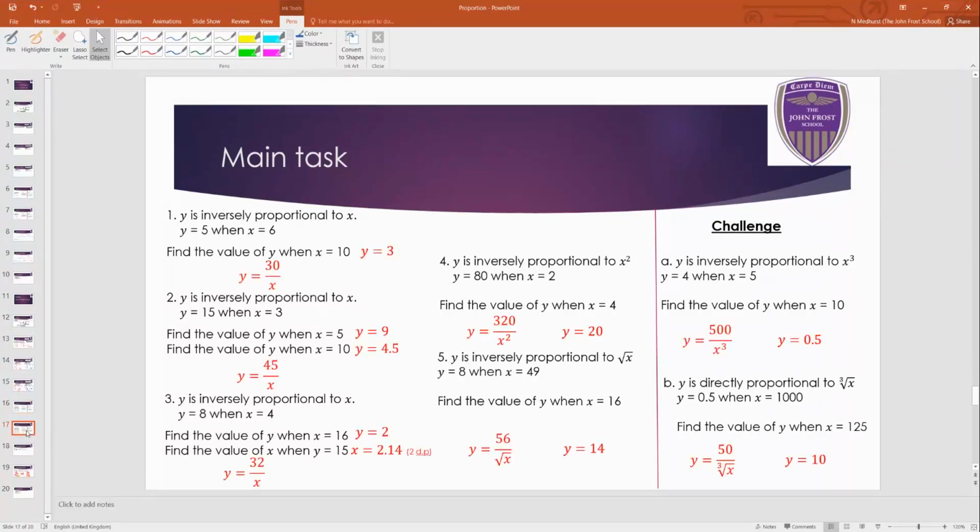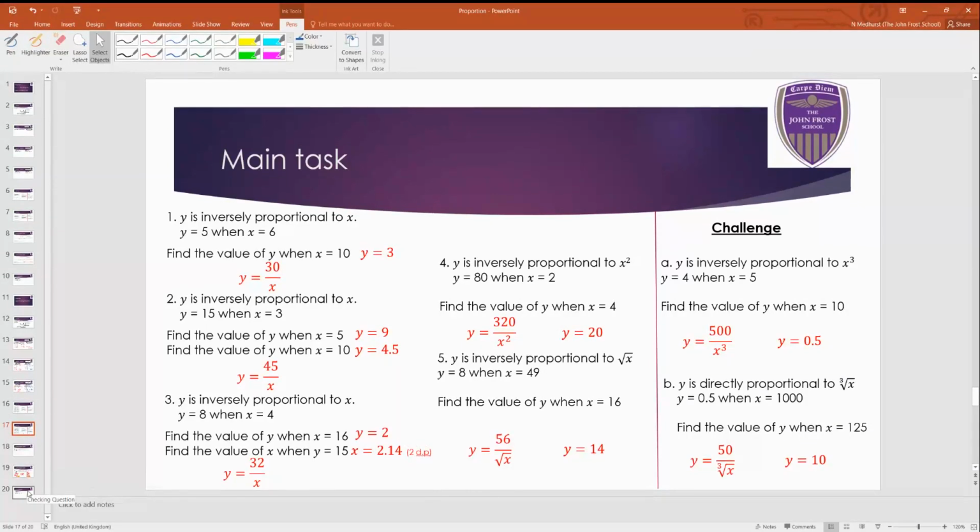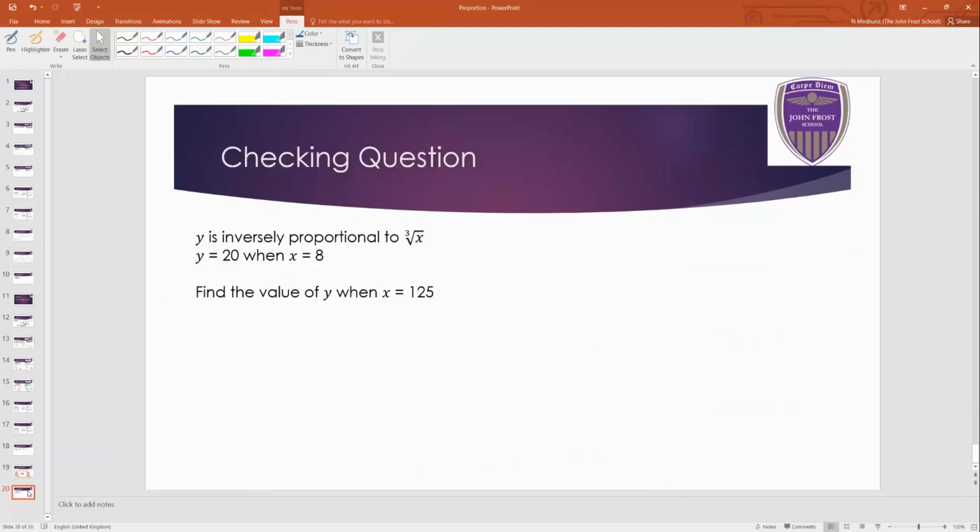Okay, welcome back then. So here are the answers that you should have got for those. So press pause again just to double check them. Press play when you're ready and move on for the checking question. Okay, here's the checking question then. It says y is inversely proportional to the cube root of x. y equals 20, x equals 8. Find the value of y when x equals 125. So press pause and have a go, please. Press play when you're ready to do the answer.